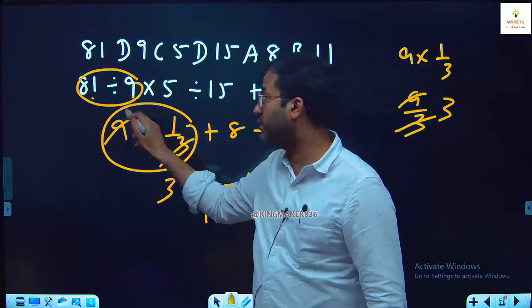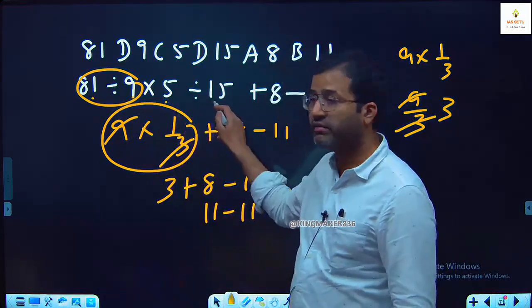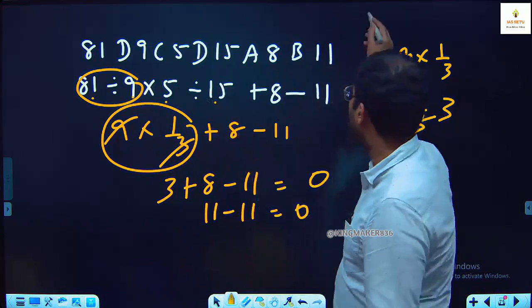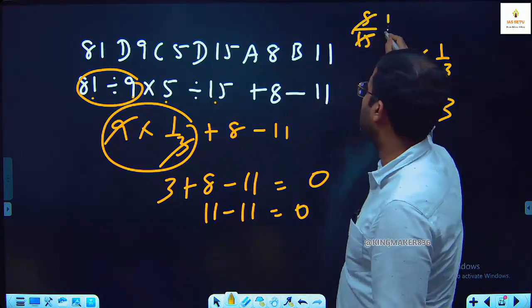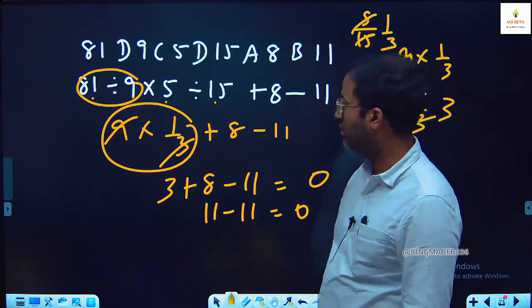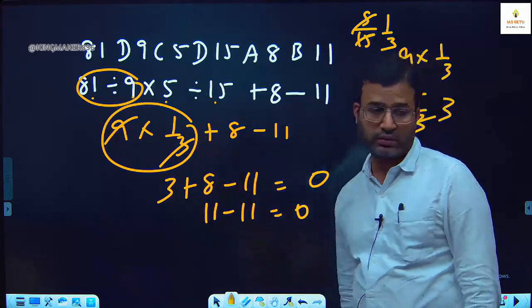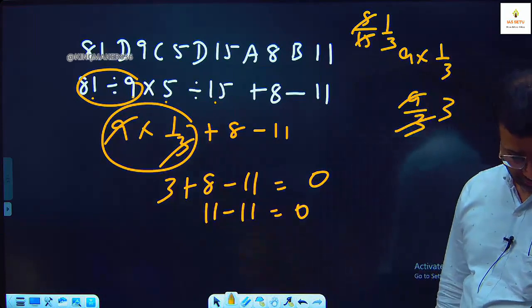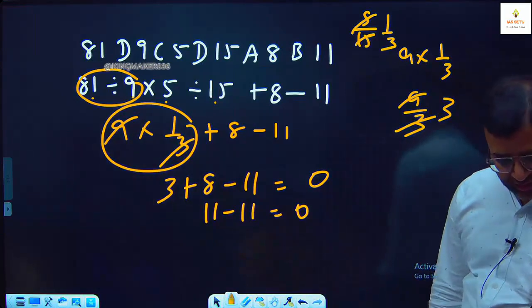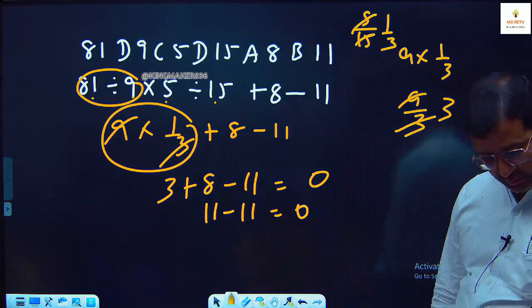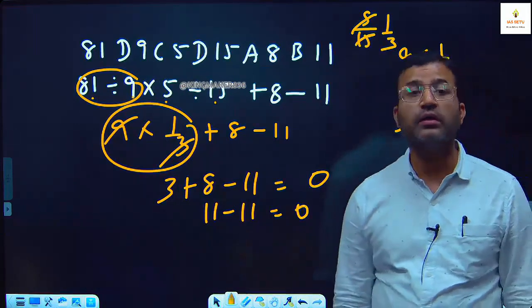पहले ये था. व्हाट इज 81 डिवाइडेड बाय 9? व्हाट इज 5 डिवाइडेड बाय 15? 5 डिवाइडेड बाय 15 इज 1/3. जैसे मर्जी कर लो, 0 आ गया ना, बस स्टडी का परफेक्ट. ओके.